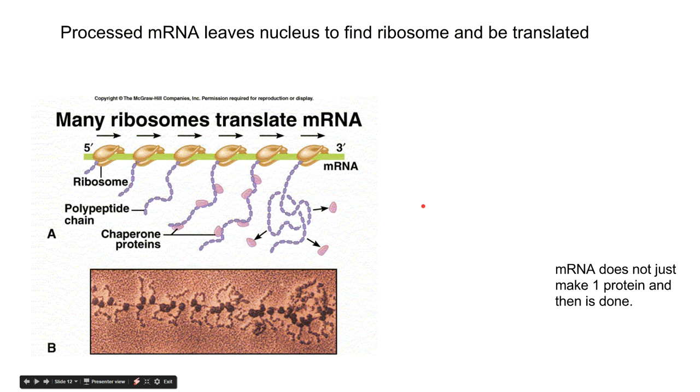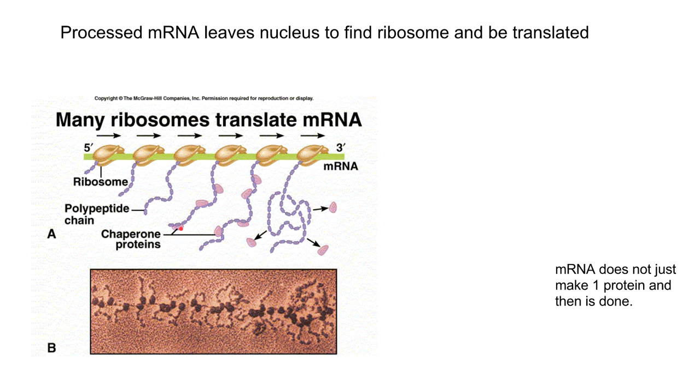So we have our messenger RNA. It leaves the nucleus, it finds a ribosome, and it is translated. So again, messenger RNA does not just make one protein and then it's done. A lot of ribosomes are hooking on to that messenger RNA. And as it feeds through 5' towards 3', we are adding amino acids with transfer RNA, reading the triplet codons, and we continue to build these growing polypeptide chains.